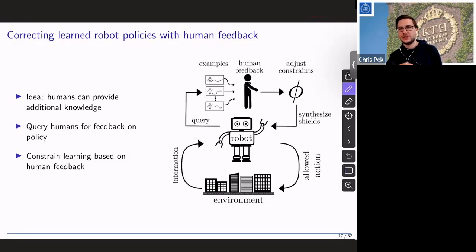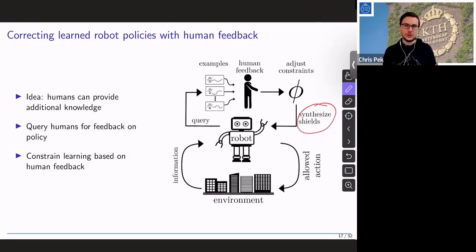So we saw already that humans can provide additional knowledge by changing parameters of the shield. But here in the slide, you can see we are basically adjusting or synthesizing shields. Previously, we synthesized new parameters of the shields. Now it's about how we can use humans to actually create shields that have not been created by a designer before, so that we can correct robot policies.